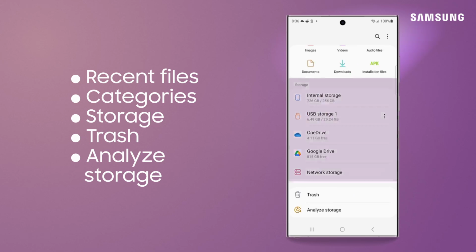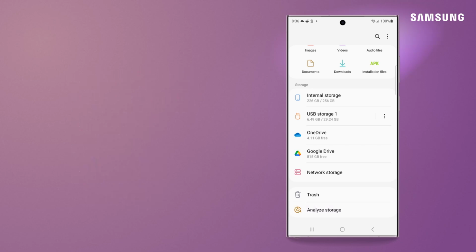Under Storage, you'll find internal storage, or external storage like flash drives and SD cards if they are attached to the device. Trash contains all your recently discarded items, and Analyze Storage shares detailed insights so you can better allocate your files. My Files keeps all your important files front and center. Rely on this one-stop source for quick, easy access.